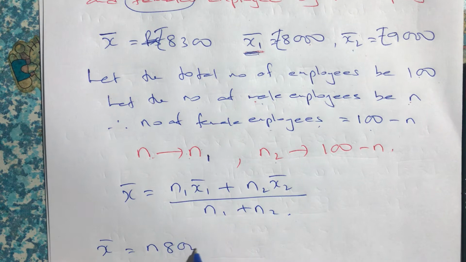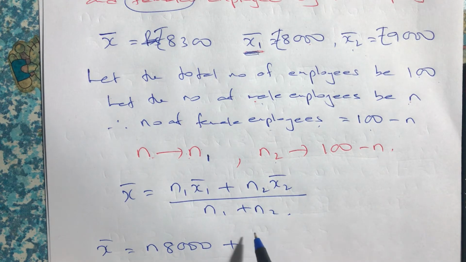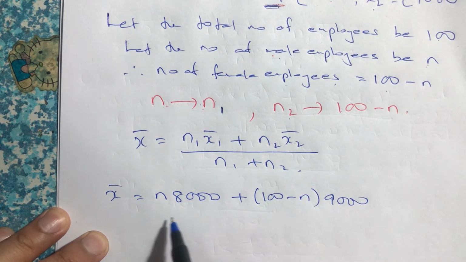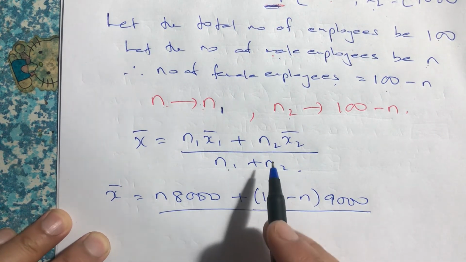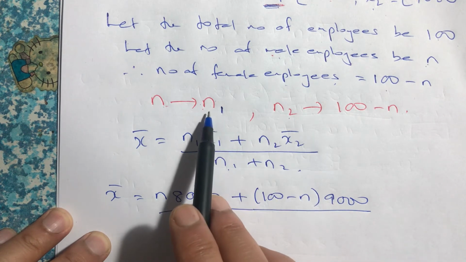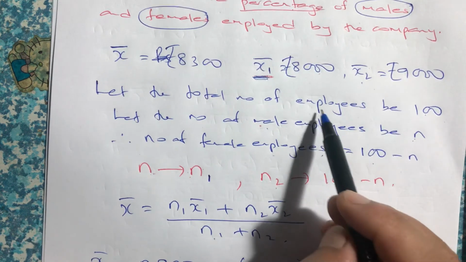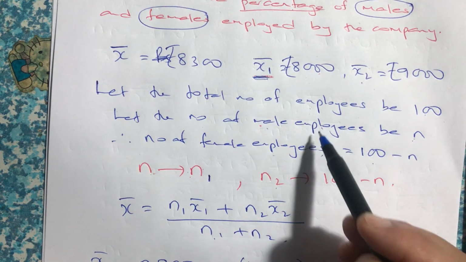We have 8,000 plus n2 is equal to 100 minus n, and then we have x2 bar to be 9,000 divided by n1 plus n2. We have n1 and n2. We can write n1 and n2 like this also, but over here we already know that n1 and n2 mean the total male and female employees.